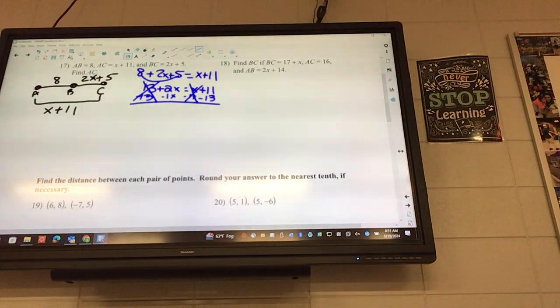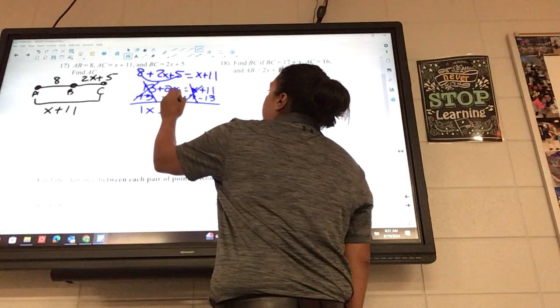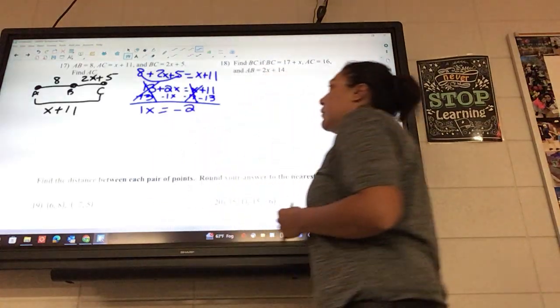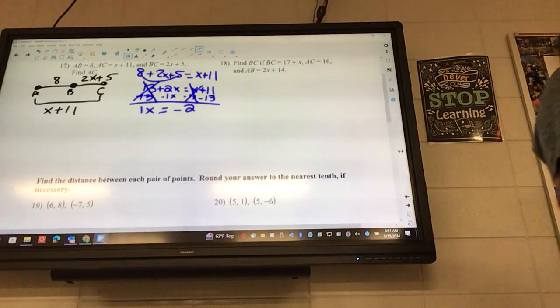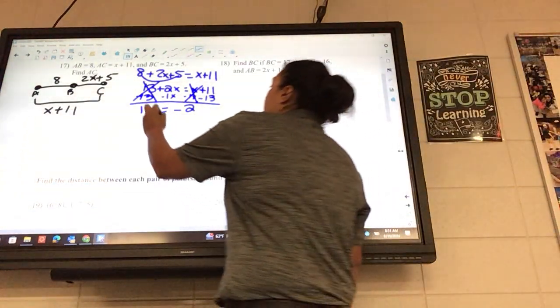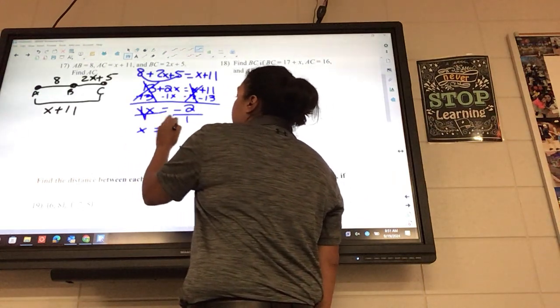Okay, 2x minus 1x is going to be 1x. 11 minus 13 is going to be negative 2. And our last step is always to do what? Divide. We're going to divide by 1. So we get x equals negative 2.